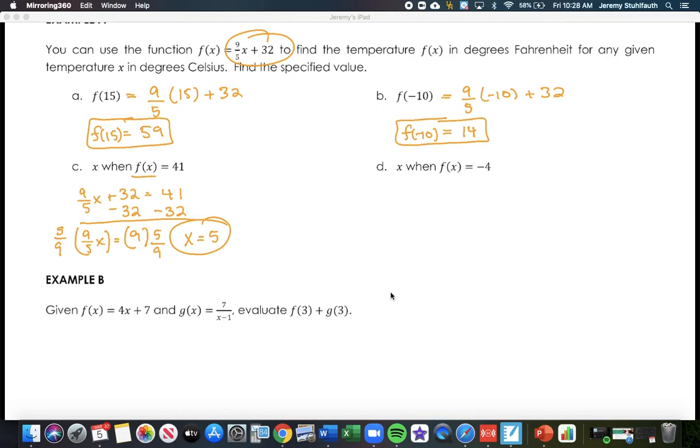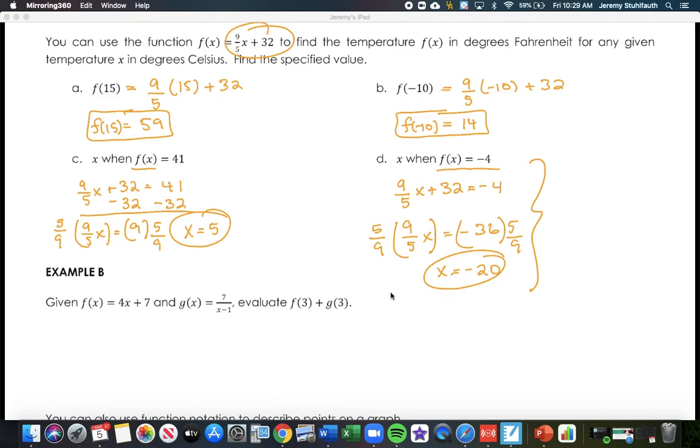And the next one says, what is x when f of x is equal to negative 4? So we have 9/5 x plus 32 equals negative 4. We have 9/5 x equals negative 36 after we subtract 32. And then we're going to multiply by our reciprocal of 5/9. And that's going to give us x equals negative 20. So again, when f of x is equal to negative 4, we know that x is negative 20. And what does that mean if you were to look at the graph? That would mean that the coordinate negative 20, negative 4, that point is on your graph. Okay.